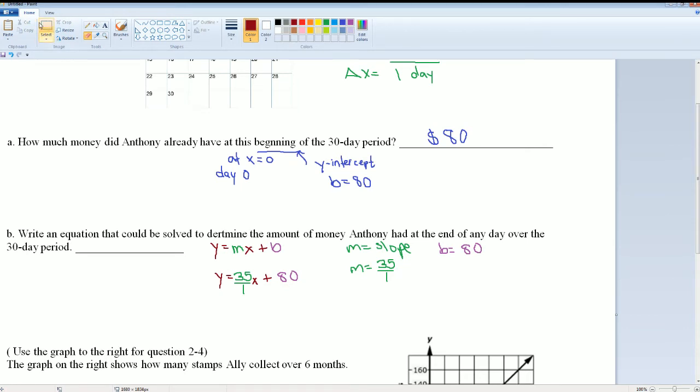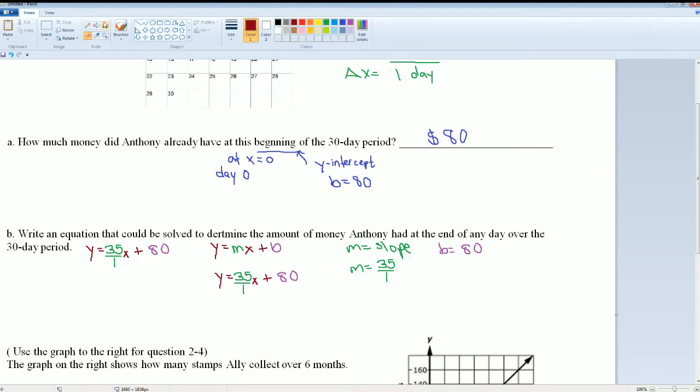So this is slope-intercept form with the values plugged in. So here you go. That is your equation that can be solved to determine the amount of money Anthony had at the end of each day over the 30-day period. y = (35/1)x + 80.